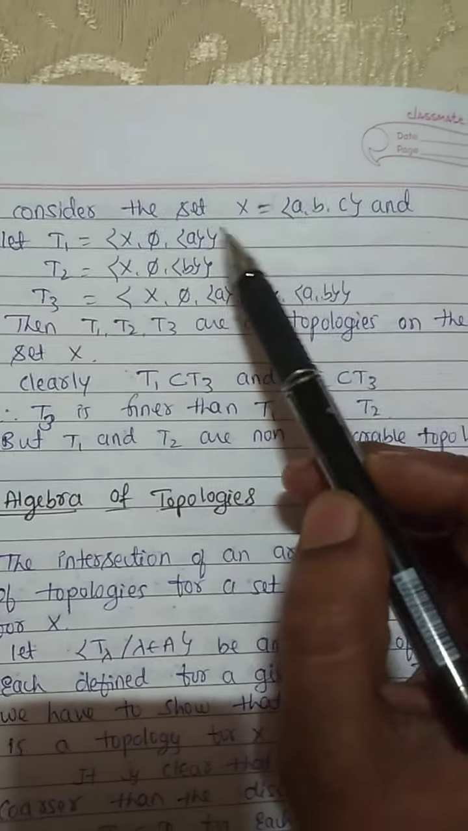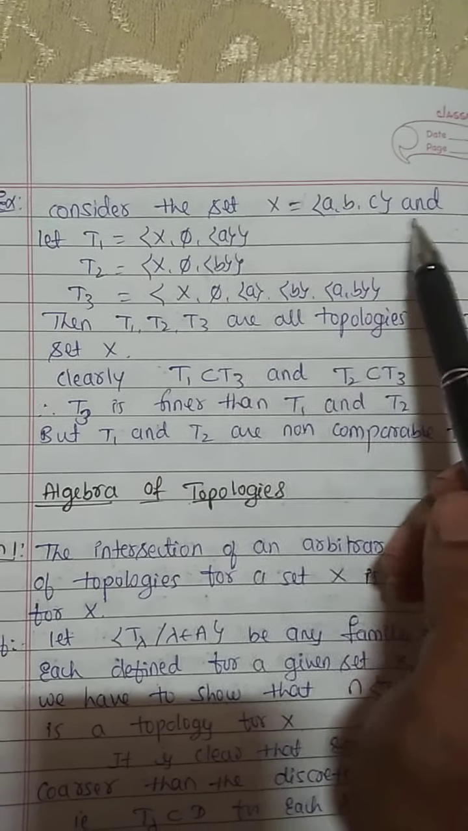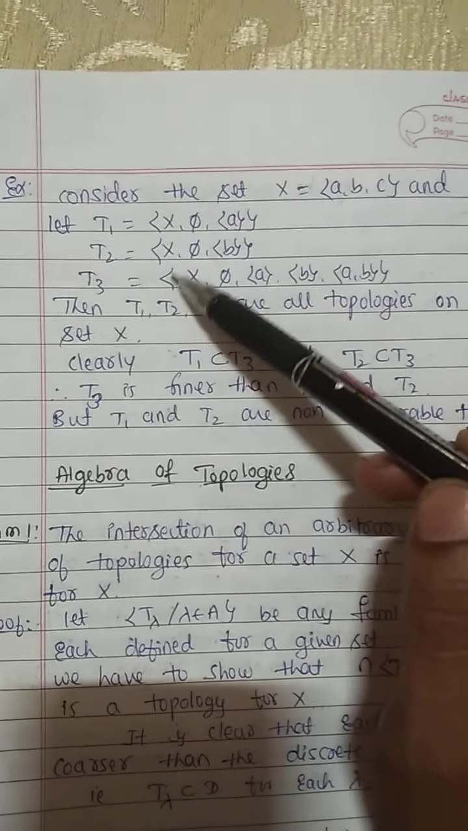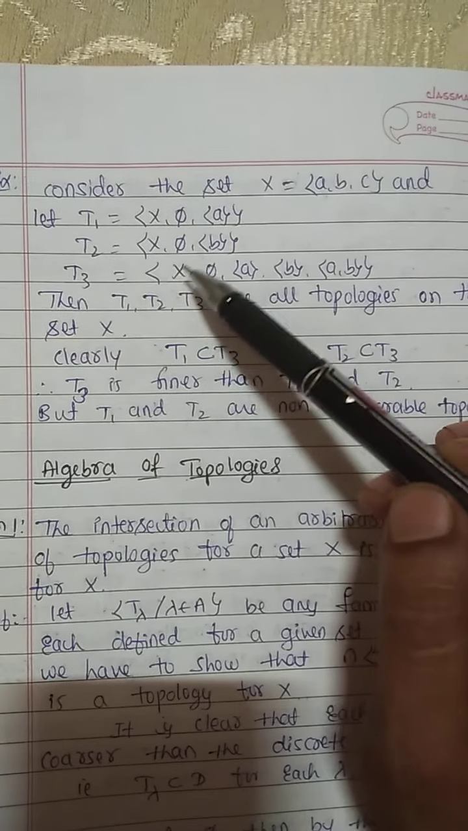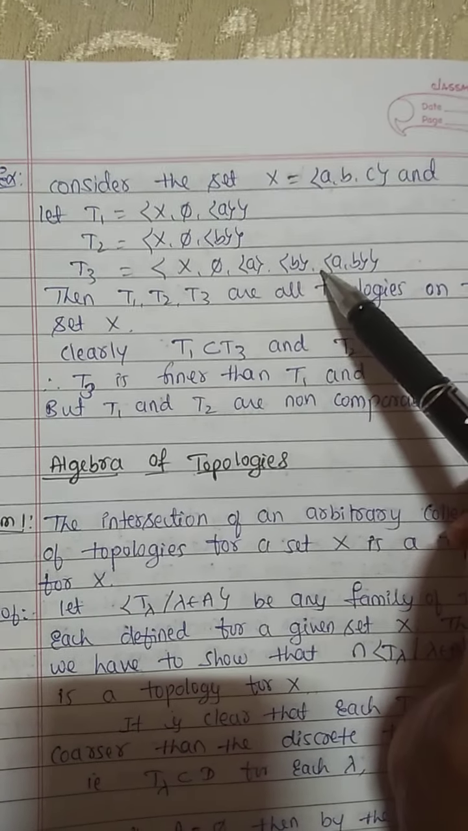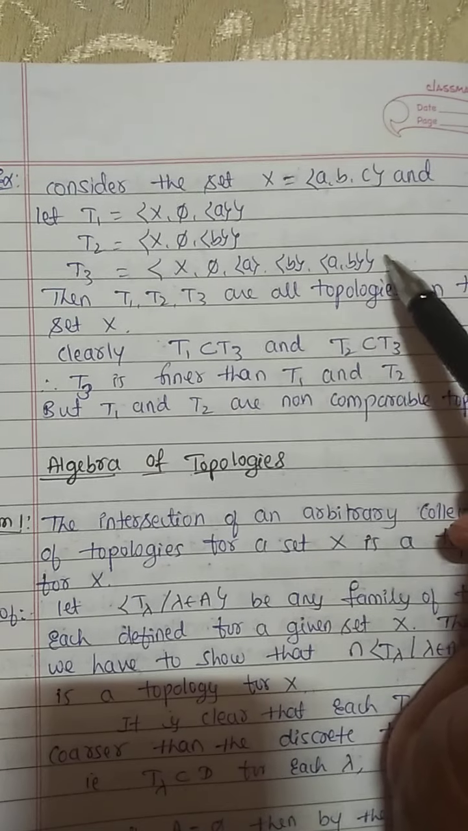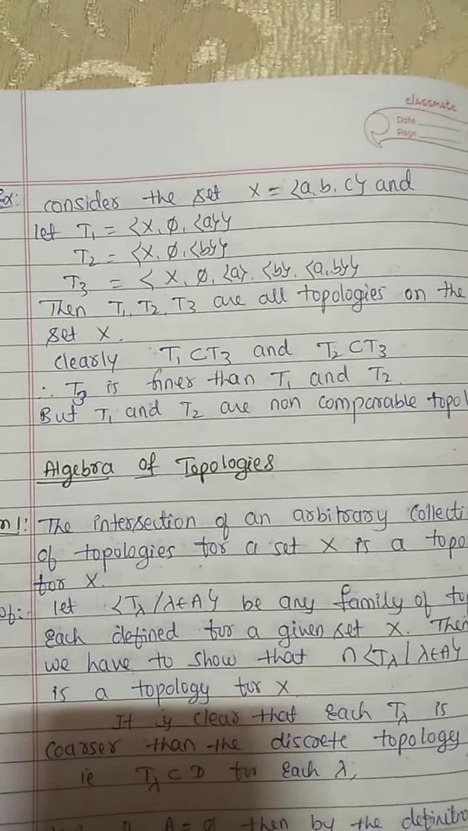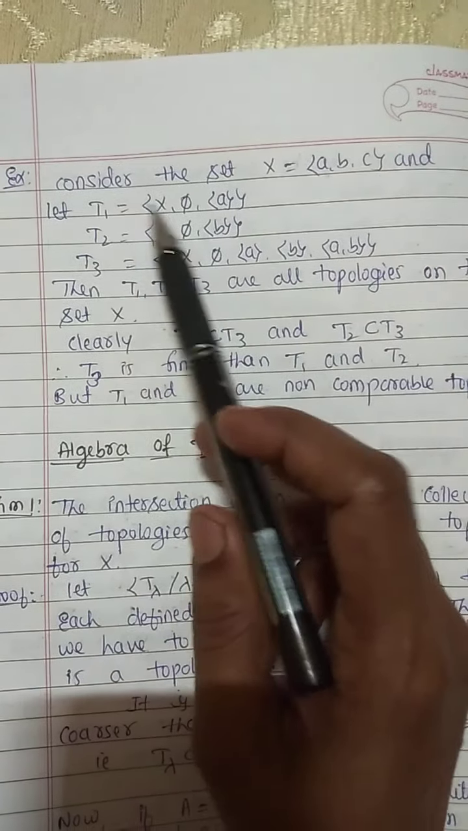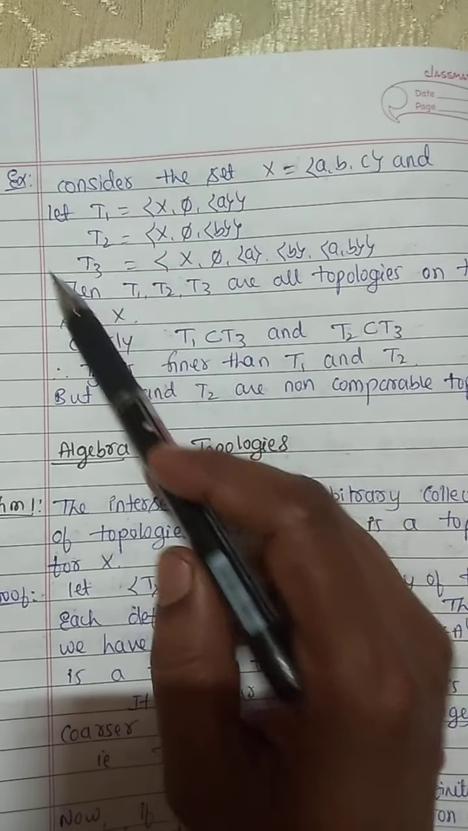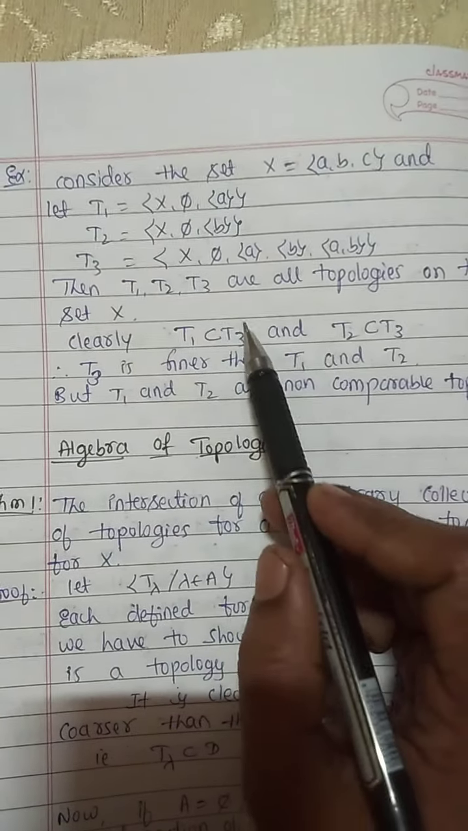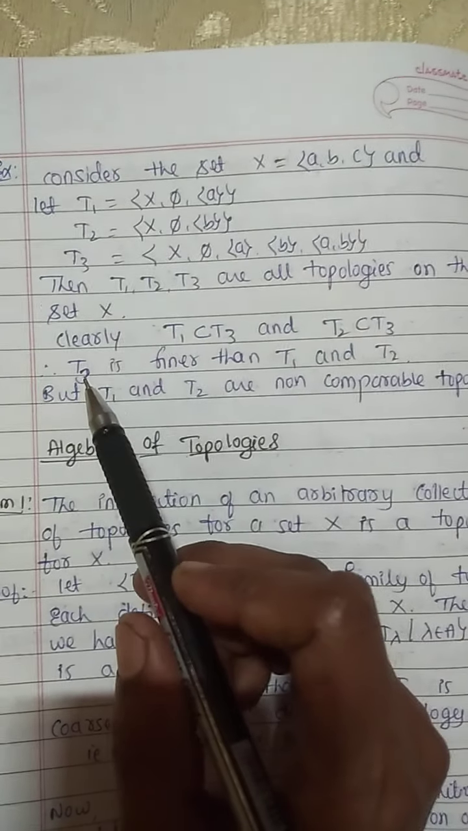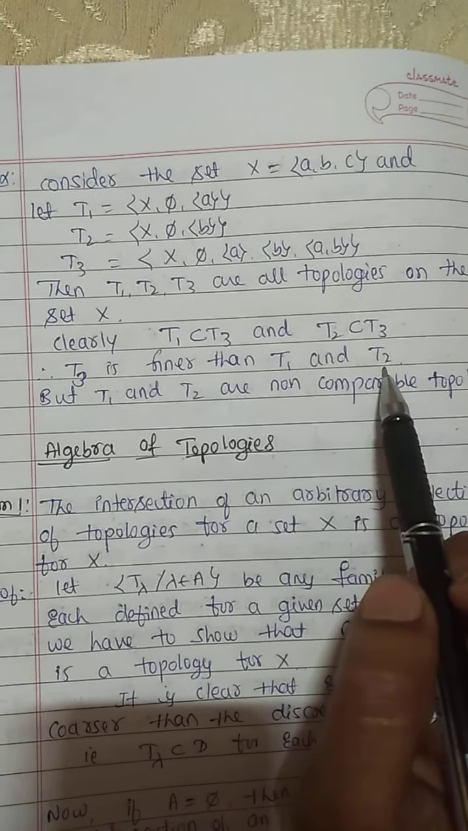Example: consider the set X equals {a, b, c}, and let T1 equal {X, φ, {a}}, T2 equal {X, φ, {b}}, T3 equal {X, φ, {a}, {b}, {a, b}}. Then T1, T2 and T3 are all topologies on the set X. Clearly, T1 is a subset of T3 and T2 is also a subset of T3. Here, T3 is finer than T1, and T3 is finer than T2. So, we can write T3 is finer than T1 and T2.